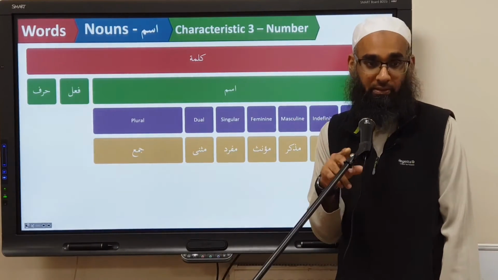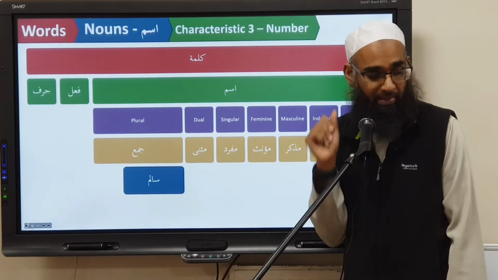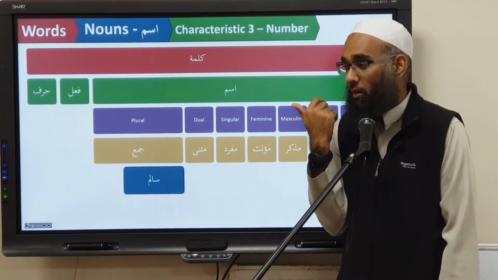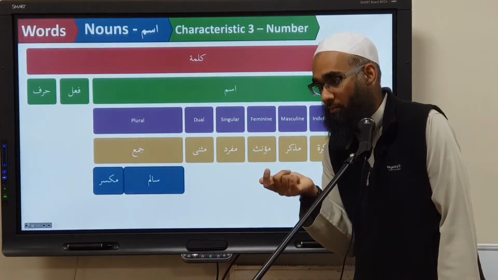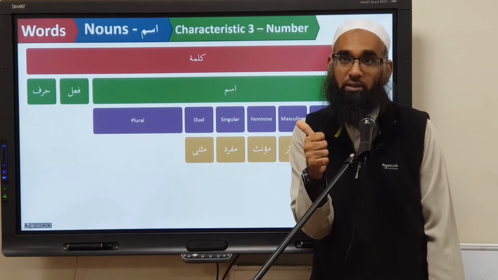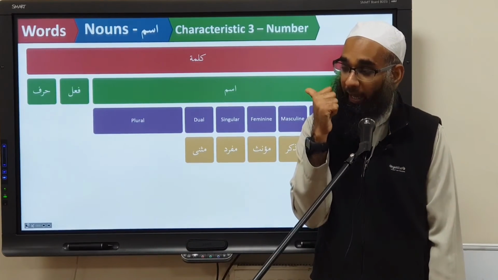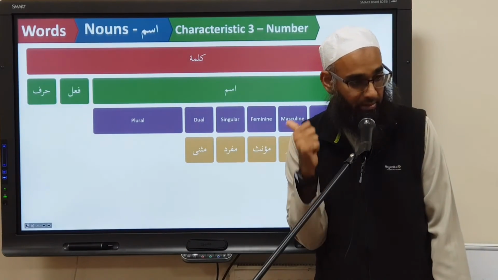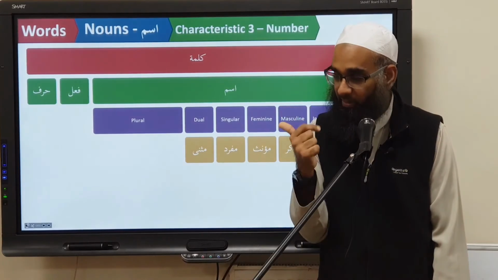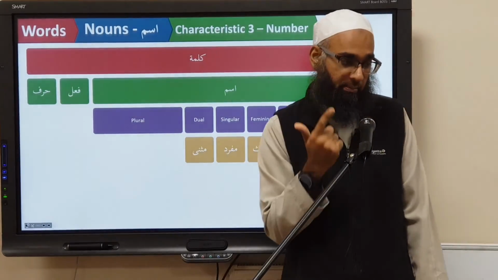How many types of jam' are there? Two types: regular and irregular. The regular is called salim, and the broken, the new one we learned now, is called mukassar. And the salim can either be mudhakkar or mu'annath. So a plural is called jama', and it has two types: al-jam'u salim and al-jam'ul mukassar.